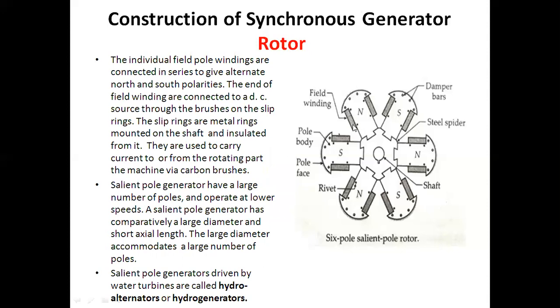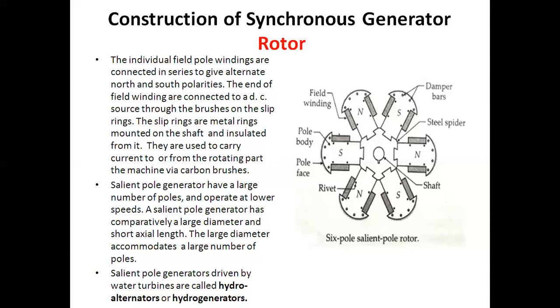The individual field pole windings are connected in series to give alternate north and south polarities. The ends of the field winding are connected to a DC source, as we have already told, through the brushes on the slip rings. The slip rings are metal rings mounted on the shaft and insulated from it. They are used to carry current to or from the rotating part of the machine via carbon brushes.